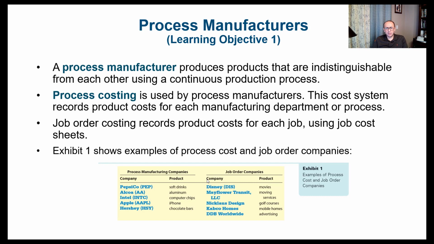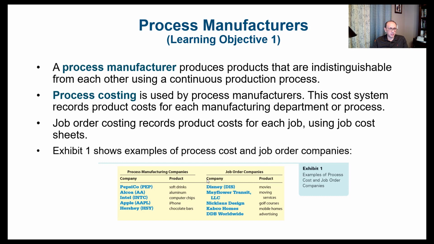Unlike job order costing, where we get an order and every order is unique and we calculate the cost for this order, in process manufacturing it's continuous processing, continuous manufacturing, where there are no differences in the items produced from one time to another. And that's why process costing would be much more appropriate for that kind of manufacturer. So job order costing records product costs for each job using job cost sheets.